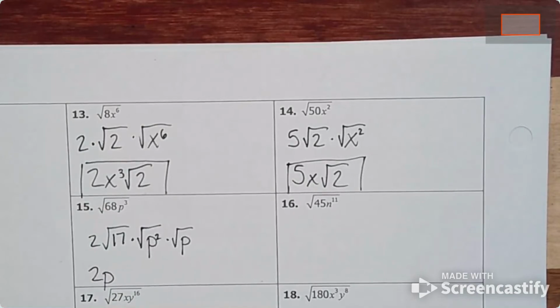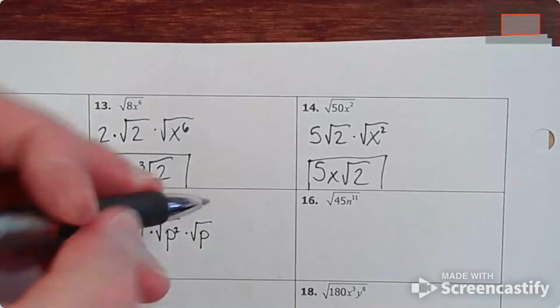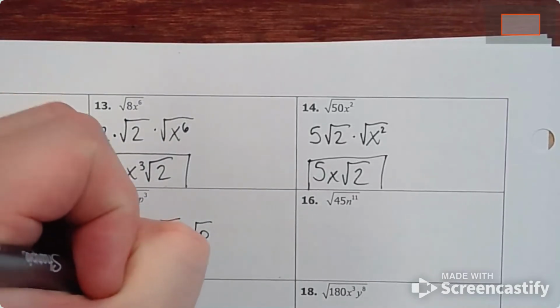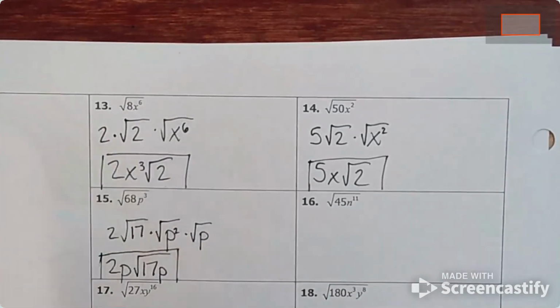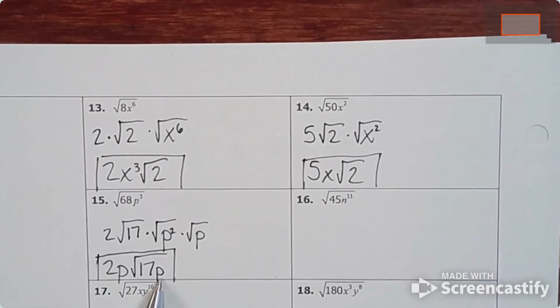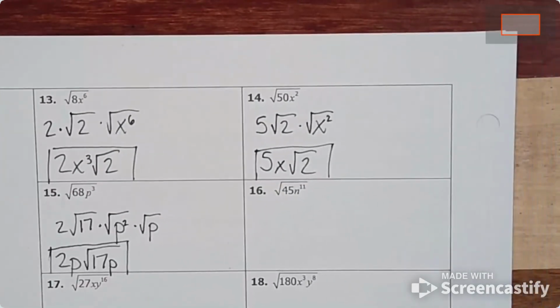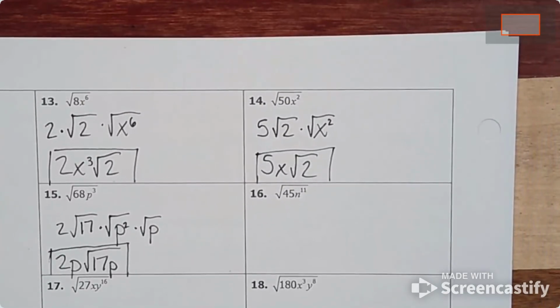And then when we write our answer, we can combine the square root of 17 and the square root of p under the same square root symbol. So we can say root 17p, and just put those together under the same square root. Your reminder here is you should never have more than one of the variables that are left. If this has anything bigger than an exponent of 1, that means there's another square root that could be taken from it. Number 16, the square root of 45n to the 11th power.